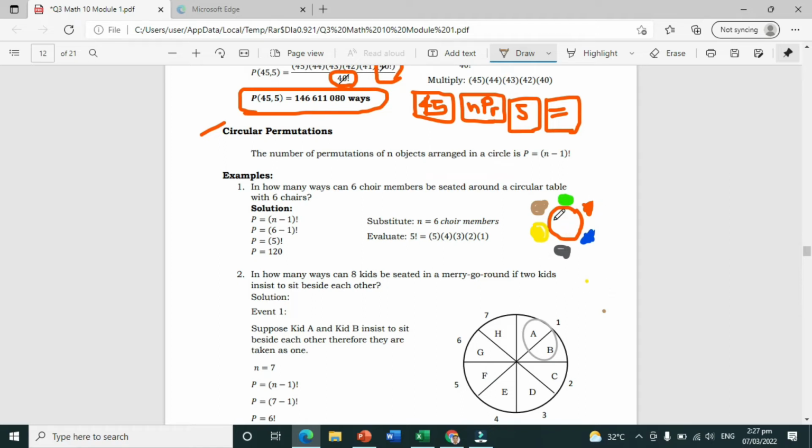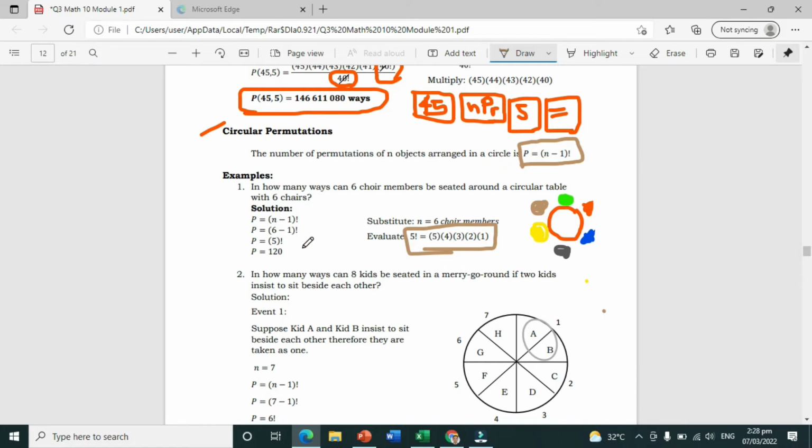So since circular yung arrangement nila, ito yung magiging formula natin. Okay? So, ang n natin dito sa number 1 is 6, since there are 6 choir members. So P equals 6 minus 1 is 5. Then, factorial. 5 factorial means 5 times 4 times 3 times 2 times 1. So, this is equal to 120.